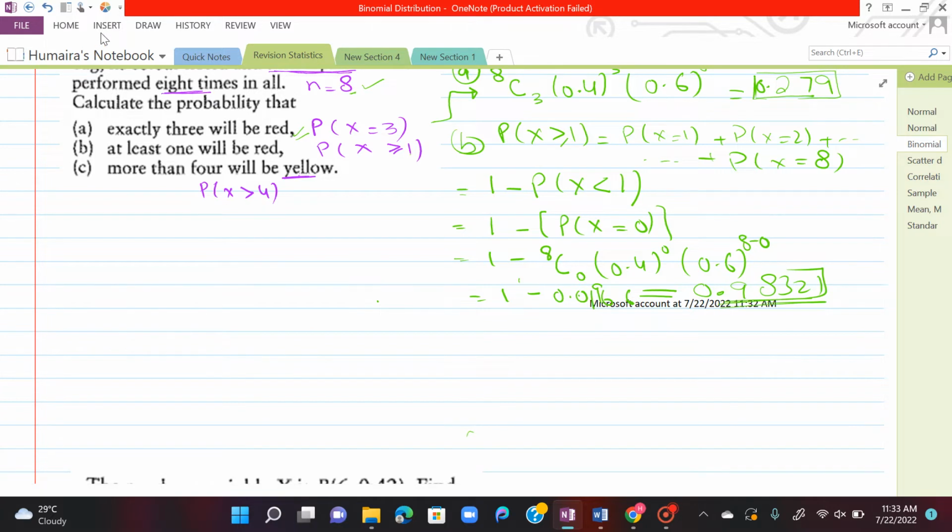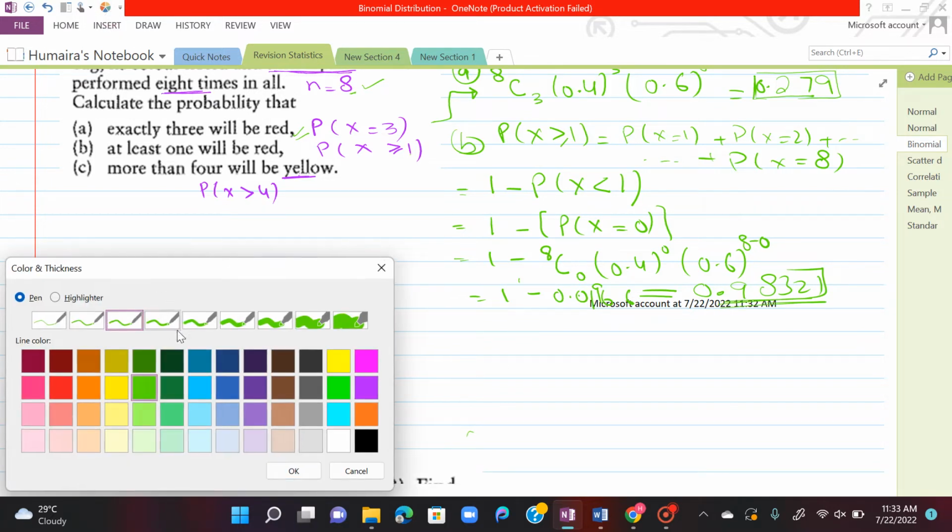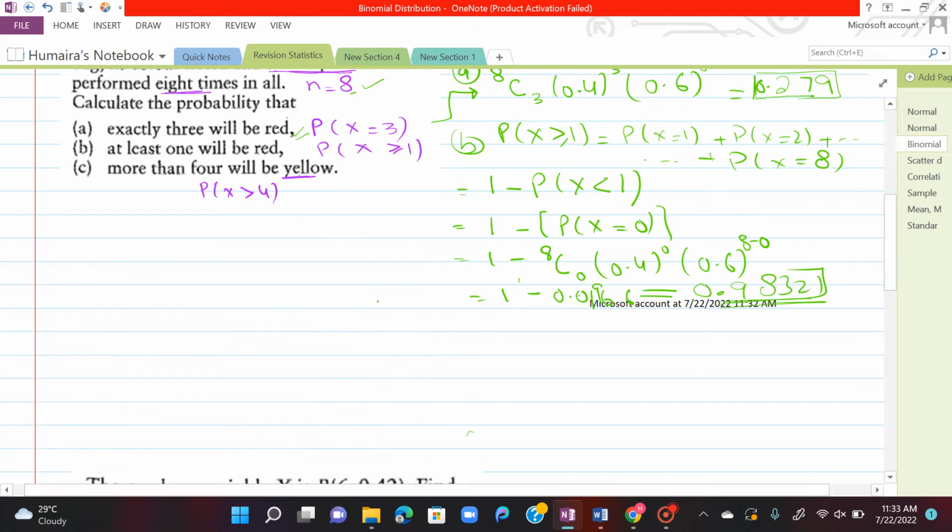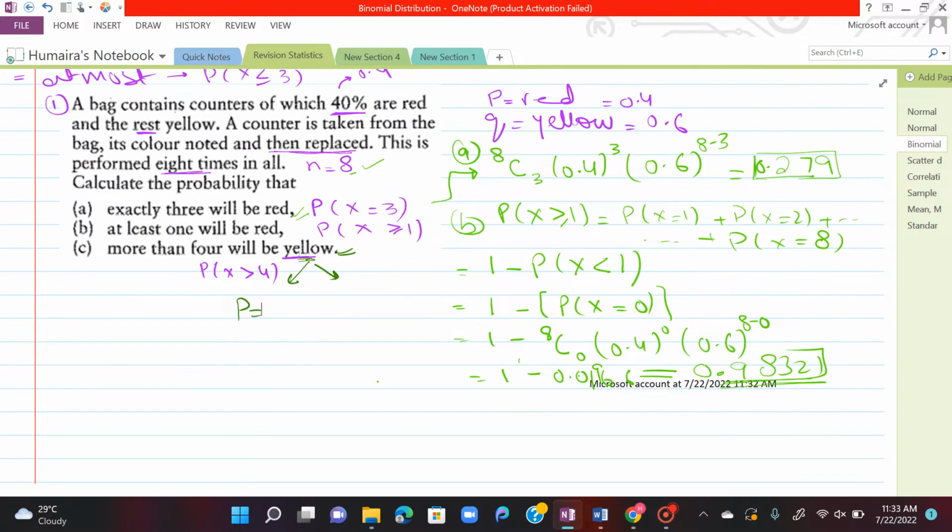Now the last part, C part. For C part, what's the difference here? He is talking about the yellow counters. For yellow counters, now my interesting element is yellow, so P is for yellow. So remember, just check in the question. The information for P is that the rest are yellow. So 60%. Rest means 60% because 40% were red. So yellows are 60%. So now P turns to 0.6 and Q is now 0.4.